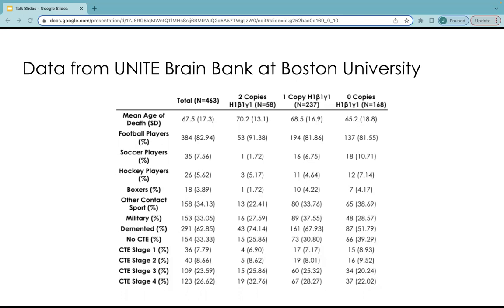We limited our analyses to individuals of European ancestry and had individuals that were diagnosed with each different stage of CTE. We also have a representative sample of donors with 0, 1, and 2 copies of the H1 beta 1 gamma 1 MAPT subhaplotype that we were most interested in based off our results from the methods previously described, which allowed us sufficient statistical power for association testing.